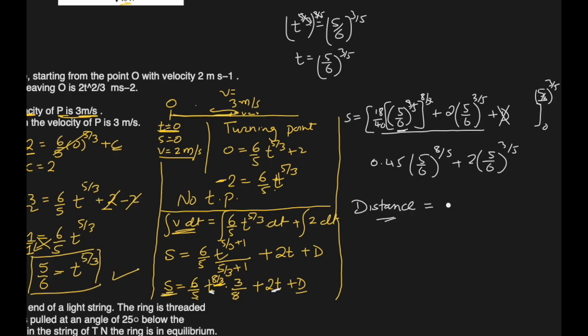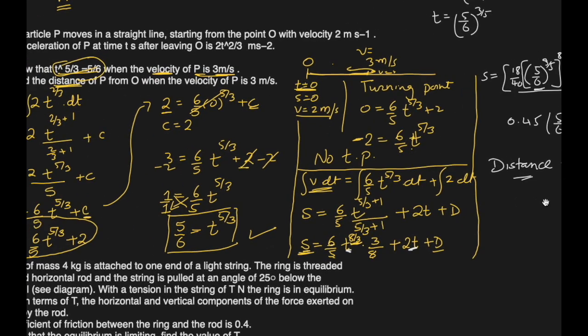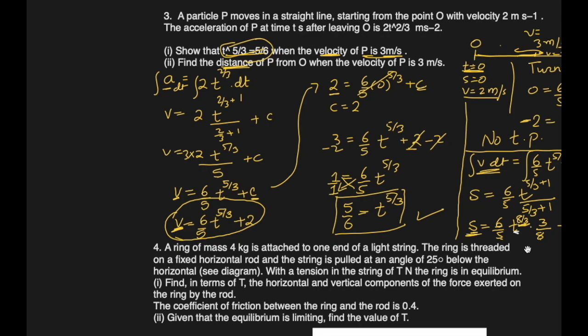What I'm getting here is 2.1288. There are more digits, so we can round it up to 2.13. And yes, the unit is meters. I hope this is a little longer process, but I hope you got it.